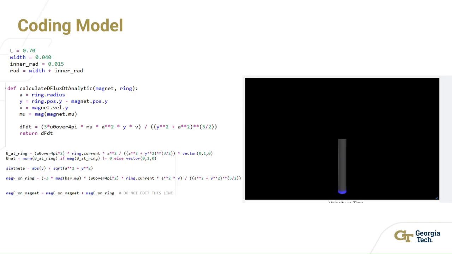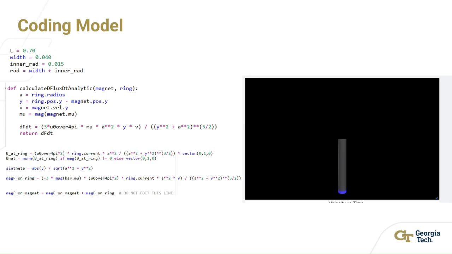So the experiments showed us that the magnet fell much more slowly in the conducting tube than it would in free fall. This is consistent with the electromagnetic braking predicted by Lenz's law, which is that induced currents produce magnetic fields that oppose changes in magnetic flux, resisting the magnet's motion.